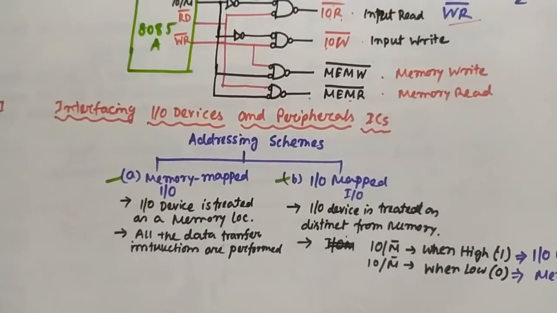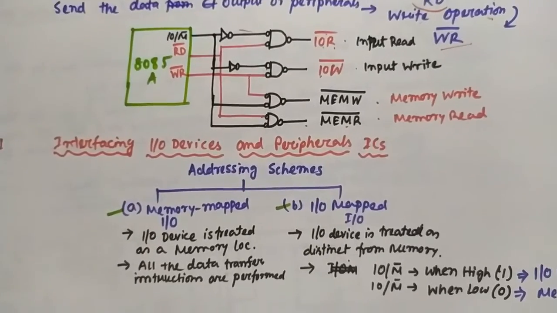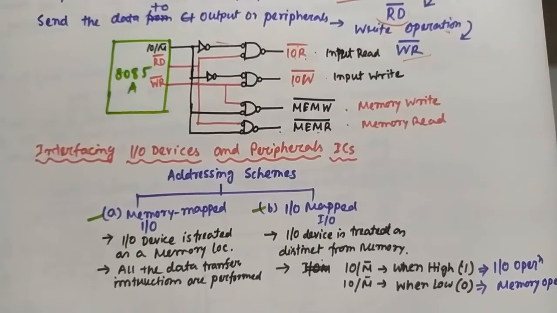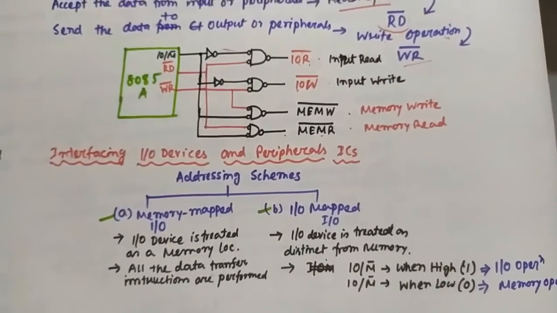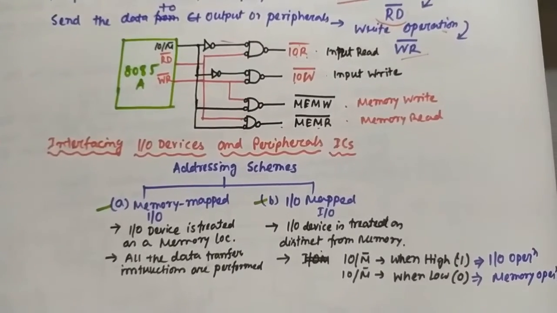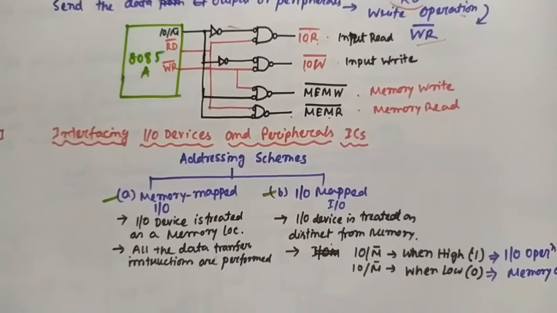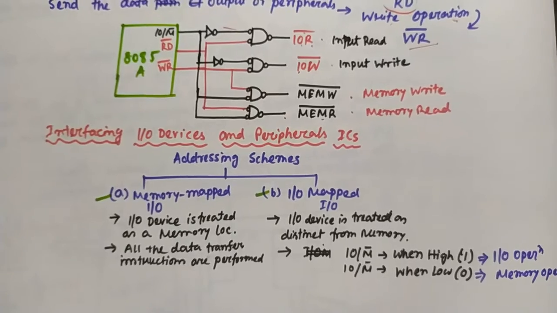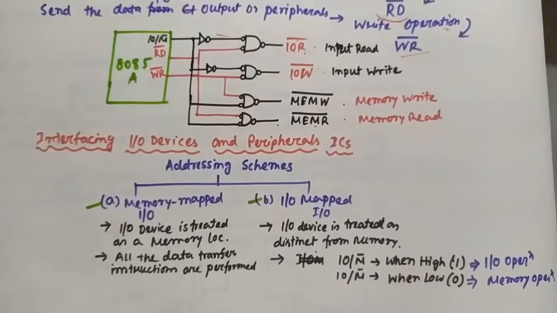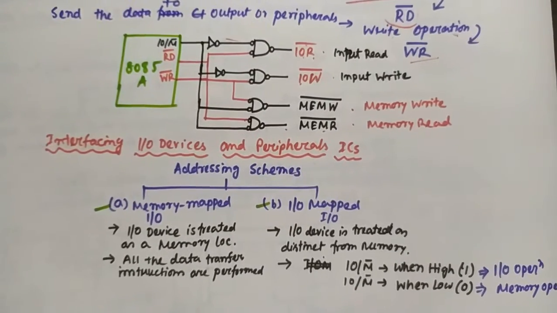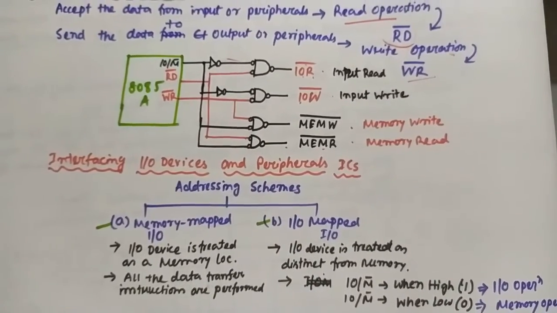Now come to the interfacing technique of the I/O device and the peripheral. That scheme must be divided in two parts, that is memory mapped I/O and I/O mapped I/O. In the case of memory mapped I/O, the input output device is completely treated as memory locations, and all the data transfer instructions are performed here. In memory mapped I/O, basically the operation goes on between any register of the microprocessor and any port or input output device. So data transfer goes on between the microprocessor register and the other peripheral ports.